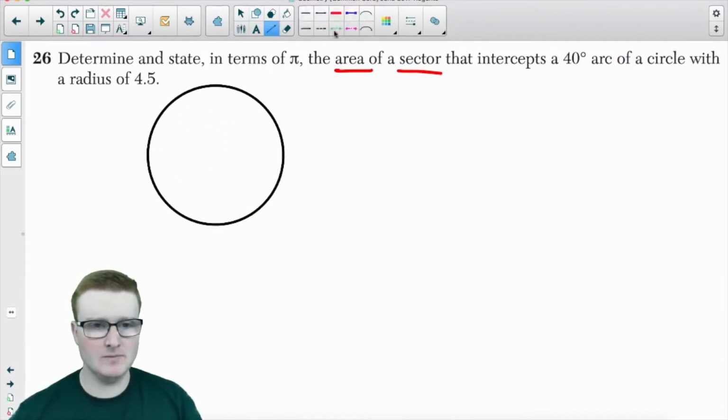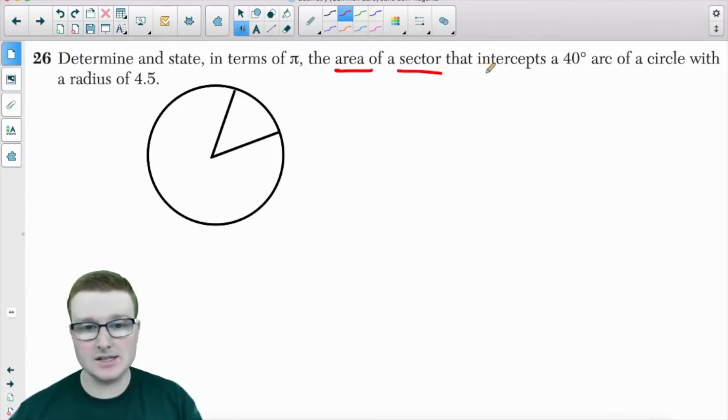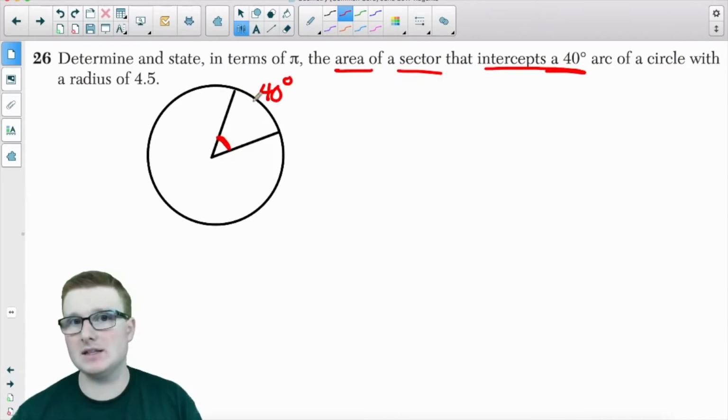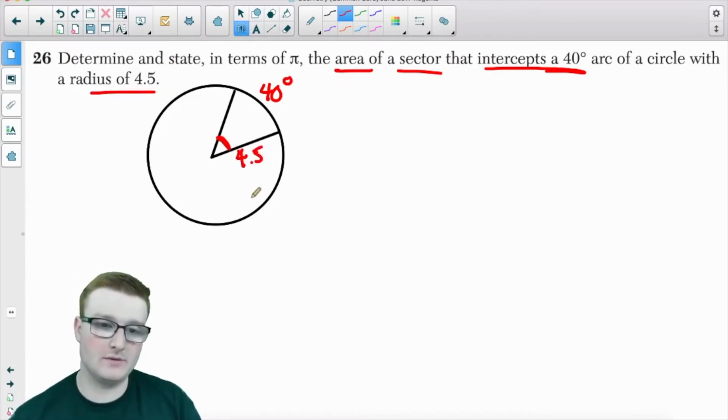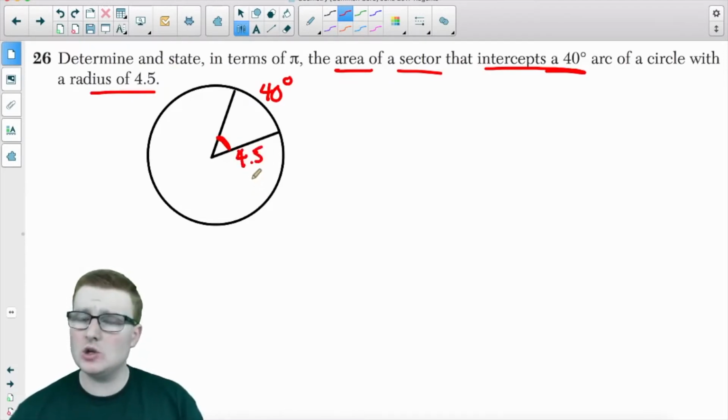So here's my circle, and what it's saying here is we draw lines from the center of the circle to the outside, something like a pizza slice. And it tells us that the angle intercepts a 40-degree arc. So this arc right here is 40 degrees. So this angle is intercepting this arc. And find the area of the sector. And the radius is 4.5. Well, you need to know what the area of a sector formula is.